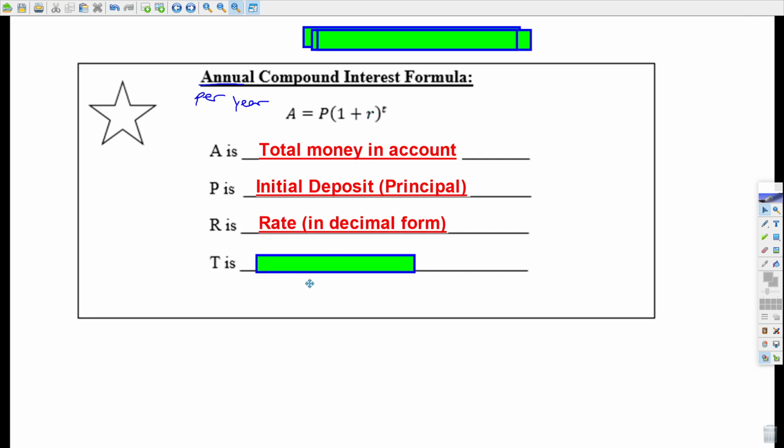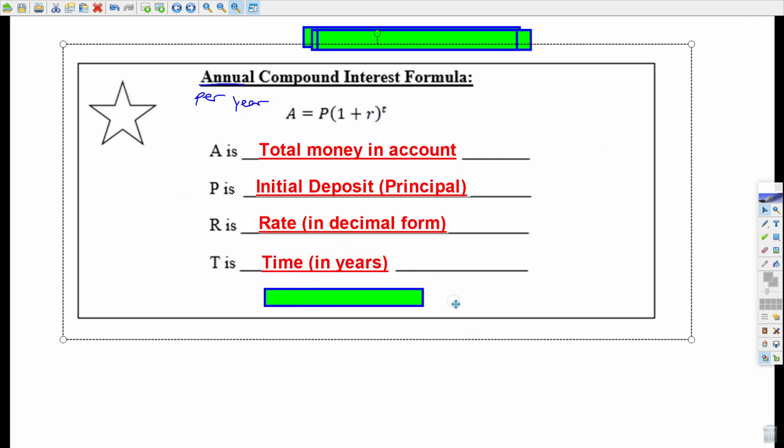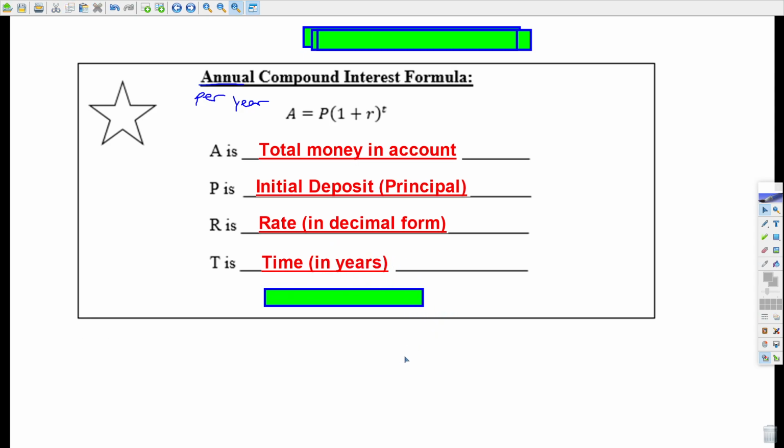And the last one is T. Specifically, this is going to be how much time you leave it in the account, and it has to be in years. And the last one, we looked at 2 years, so you would put a 2 in the exponent there.